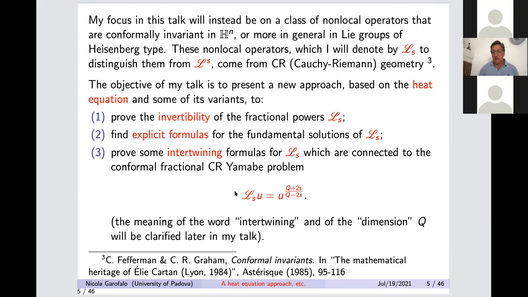The equation is here, and this has a geometric meaning, and I will come back to this equation later on. Now, the meaning of the word intertwining, and the role of this number Q, which as you see by analogy with the standard Yamabe problem or fractional Yamabe problem, will be clarified very briefly in my talk.